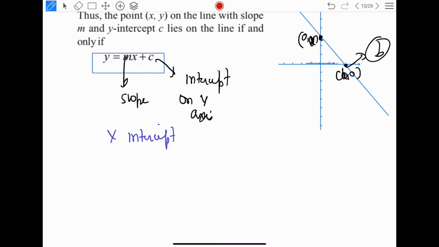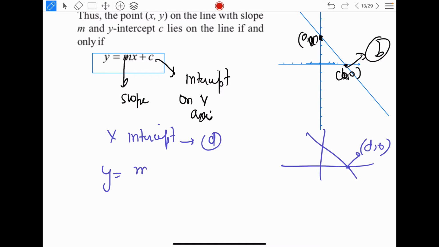Okay, if you take the x-intercept and suppose the x-intercept is d, the line is cutting the x-axis at the point d comma 0. So the x-intercept is d. What is the equation? y is equal to mx, same as before. Instead of plus c, this becomes minus d. It can be c also, but just to differentiate the axis, I am taking d.